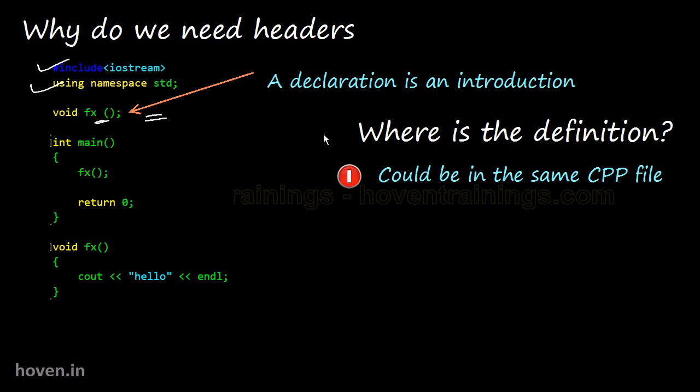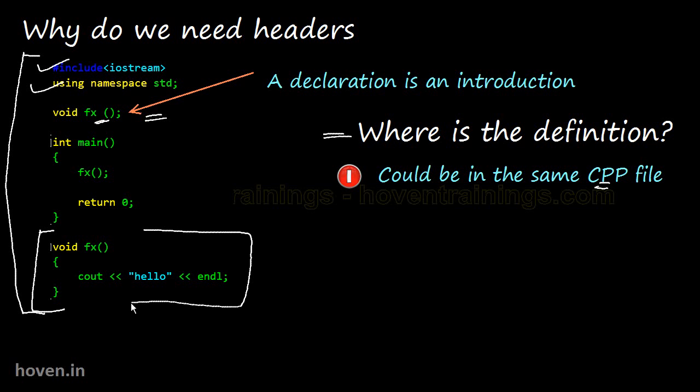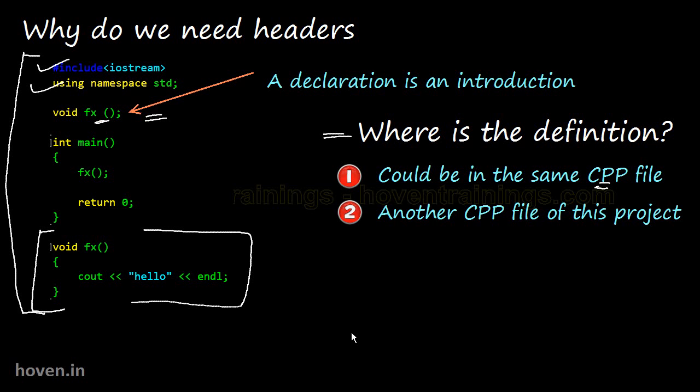But where is the definition? The definition could be in the same CPP file. Like this is one file and the definition lies here, just after the main function. The definition could be in another CPP file of the same project. It could be in an external lib file also.